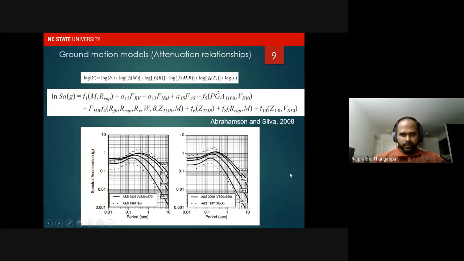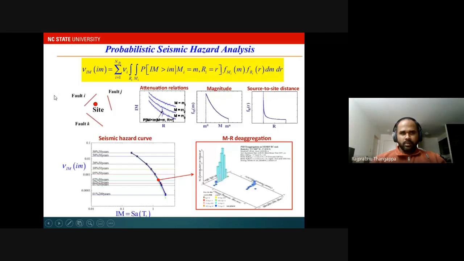So moving on, I would talk about the probabilistic seismic hazard analysis, usually called PSHA. In the probabilistic seismic hazard analysis, you make use of the attenuation models and the recurrence laws of magnitude and source to site distances, and it generates a plot between the annual rate of exceedance of an earthquake intensity measure and the intensity measure. The intensity measure taken here is basically the spectral acceleration at the first mode period.